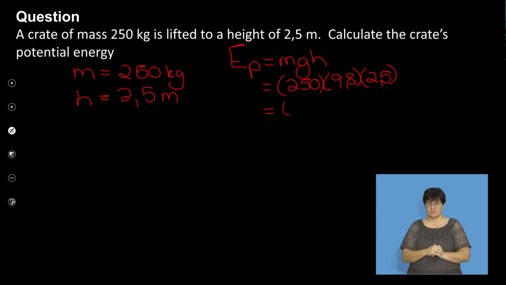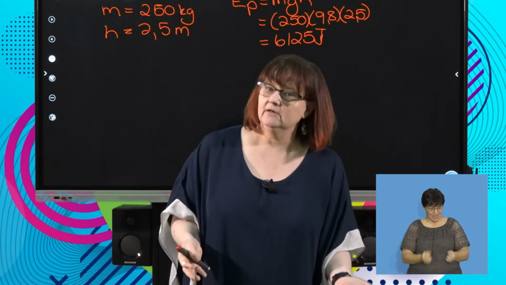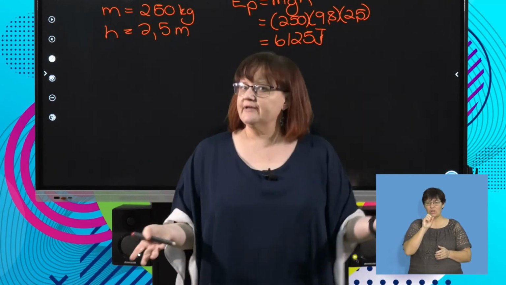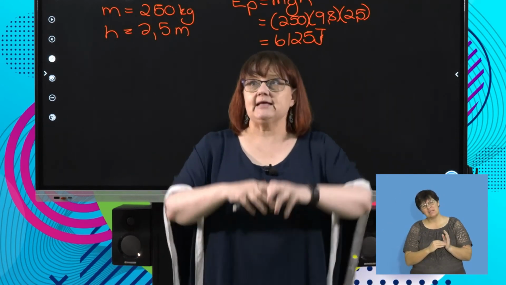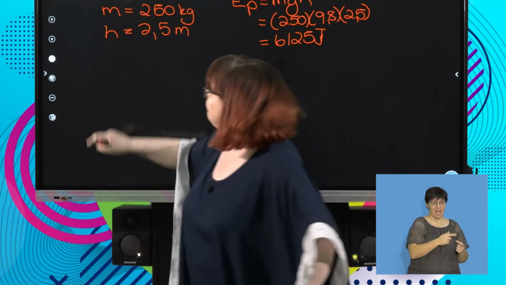6,125. 6,125 joules. I was about to put meters. Joules. I'm happy with that. Again, it's quite a big number, but 250 kilograms is quite heavy. 2.5 meters, not as high, so I didn't expect as big a number as I got in the last one. Okay?